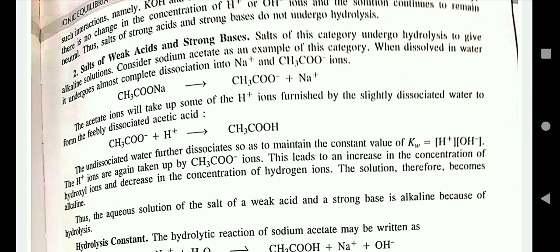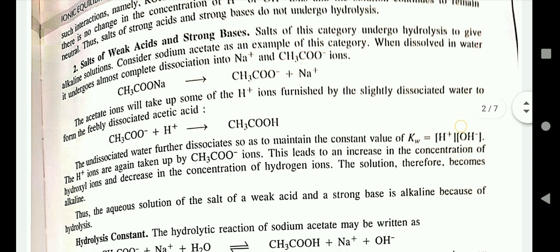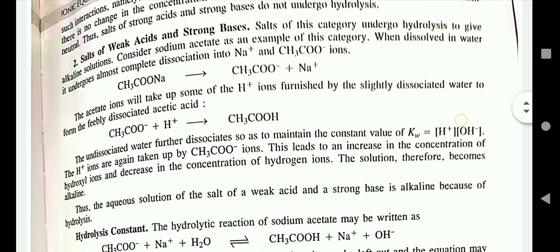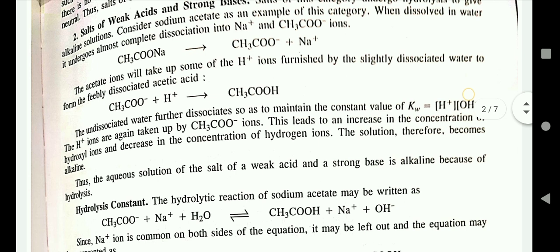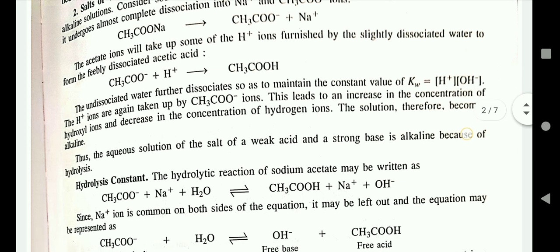Salt of a weak acid and a strong base. Salts of this category undergo hydrolysis to give an alkaline solution. Consider sodium acetate as an example of this category. When dissolved in water, it dissociates almost completely into Na+ and acetate ions. Sodium acetate gives us acetate ions and sodium ions.